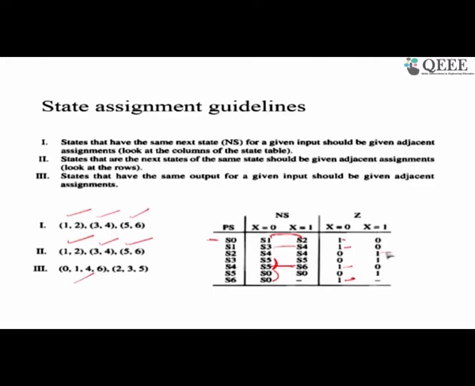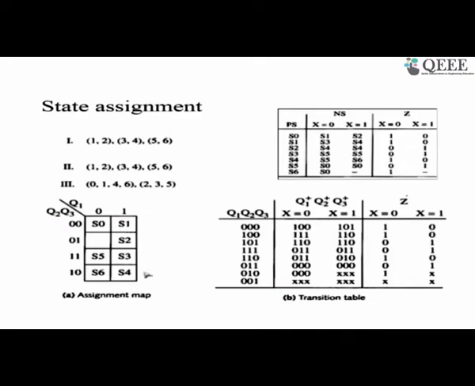Similarly, you see 2, 3, 5 have the same output for a given input, so they have to be adjacent. We should try to accommodate as much as possible these adjacencies. For that we do the following. We construct a form of a state graph and put the states within that as the entries.